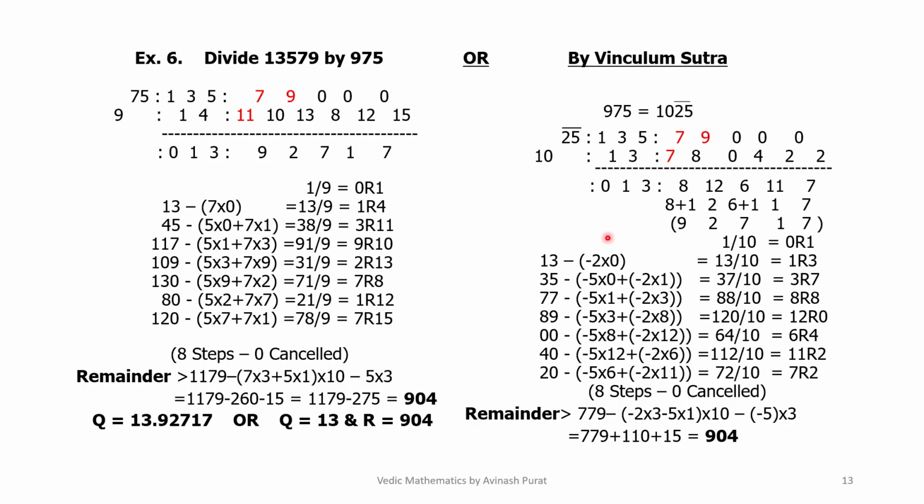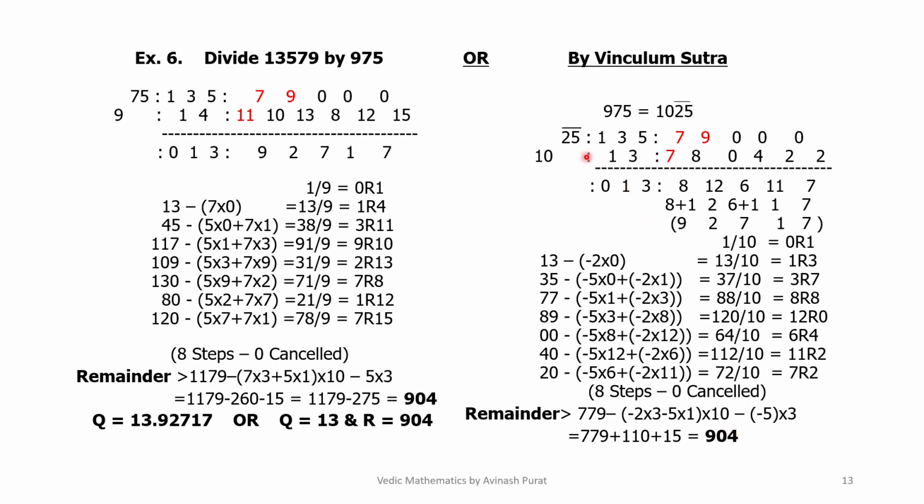779 minus bar 2 into 3 minus bar 5 into 1, that is 6 plus 5, 11 into 10, that is 110, and minus bar 5 into 3, that is 15, that also becomes plus. So 779 plus 110 plus 15 is 904.